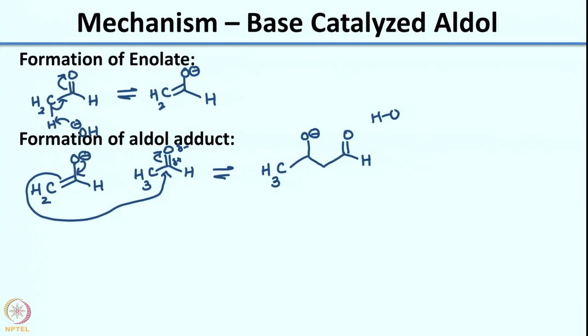Now, the next step would be abstraction of a proton by this species. Remember the medium we are using is basic, so there will not be free protons lying around. The source for the proton would actually be water, giving the product plus OH minus. As you can see, again the net charge is maintained.